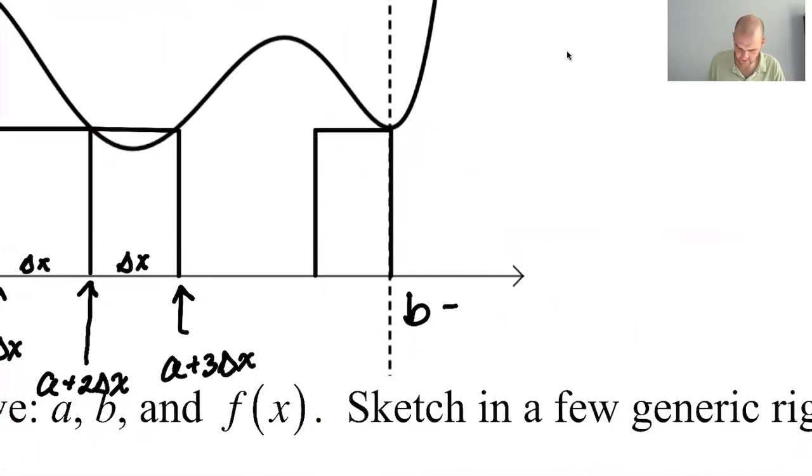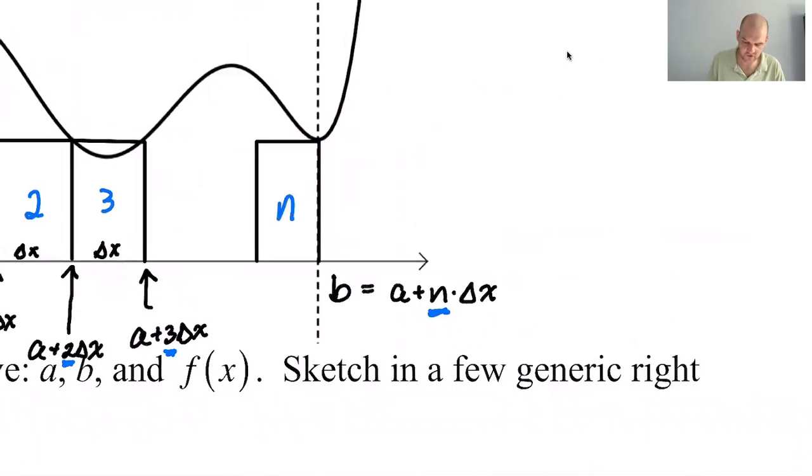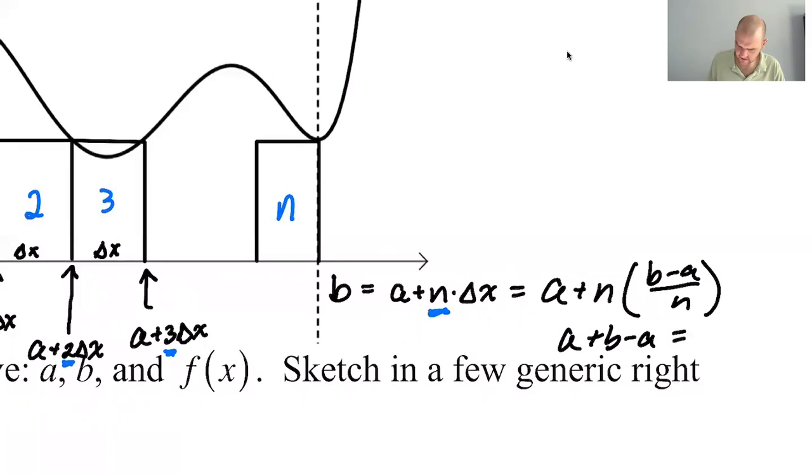But how do we express this? Well, this should be a plus n times delta x, because we used n rectangles. When we're talking about rectangle number 1, we used 1 delta x. Rectangle number 2, we used 2 delta x's. 3, we use 3. Rectangle n, we should use n delta x's. You can check this: a plus n times b minus a over n is a plus b minus a, which gives you b. It has to be b, but it's nice to know that this formula also gives us that.